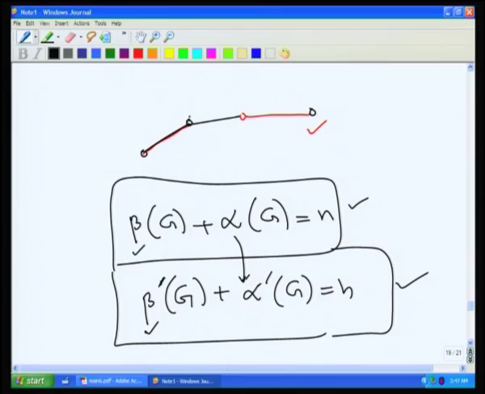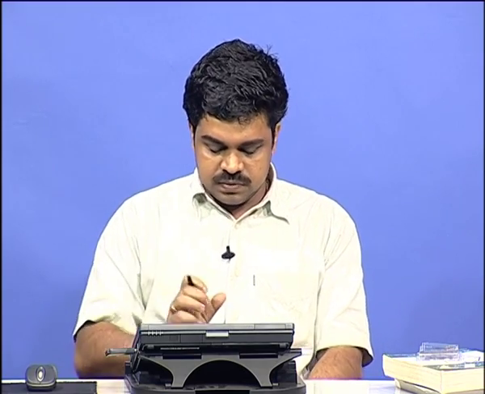So these 4 parameters are interrelated in this way, and in the next lecture we will look at some very related concepts, and again some other covering problems.